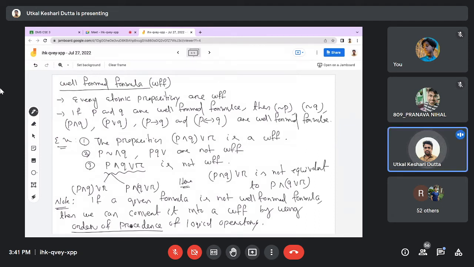So order of precedence means that we have already seen all the connectives. Which connectives do you have to take the bracket first? First is negation, then conjunction, then you can use disjunction or exclusive or, then conditional, then biconditional. That is the serial order of the order of precedence. Okay.